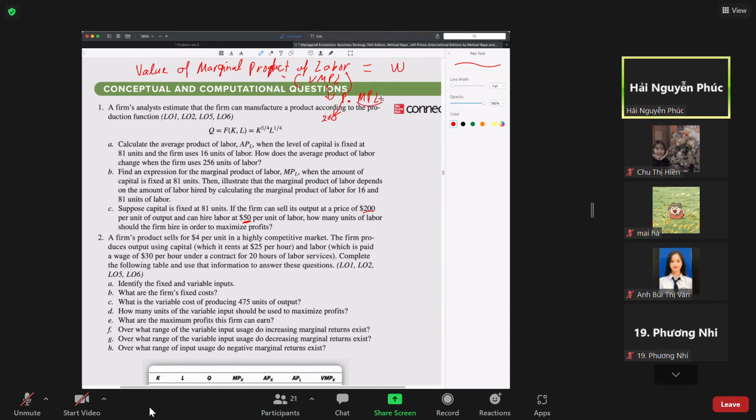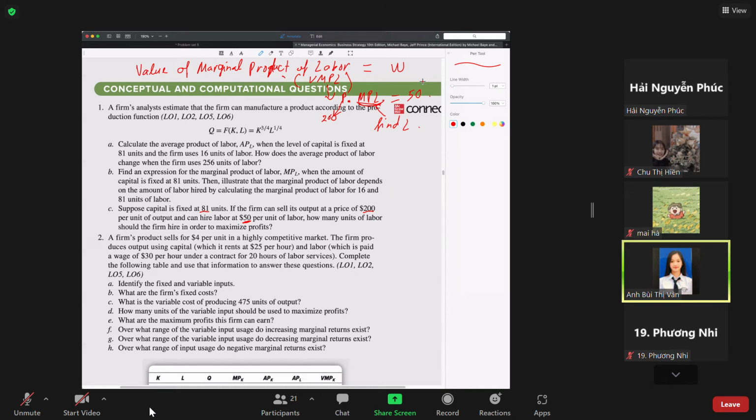Yeah. So of course, what you should do is find the function of MPL, the equation of MPL, given that the quantity of K is 81. Okay, so we plug in and find L. You have to find L so that MPL is equal to 50. Okay, understand? Right? All right.